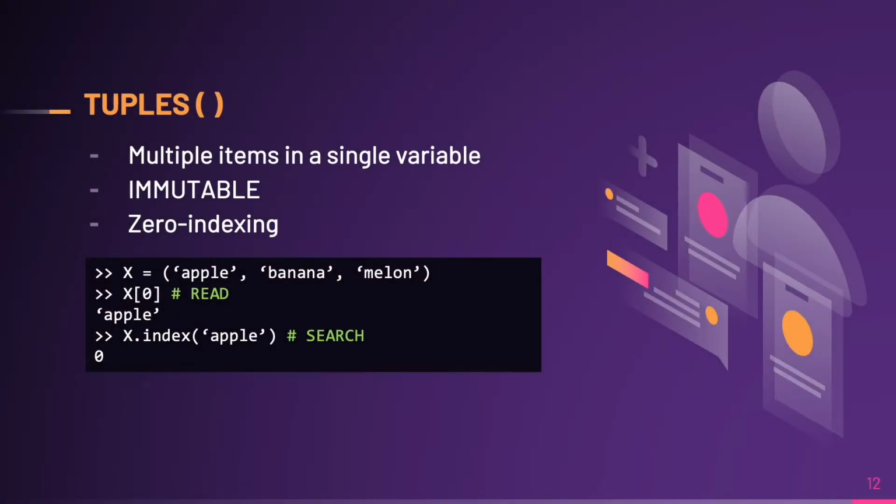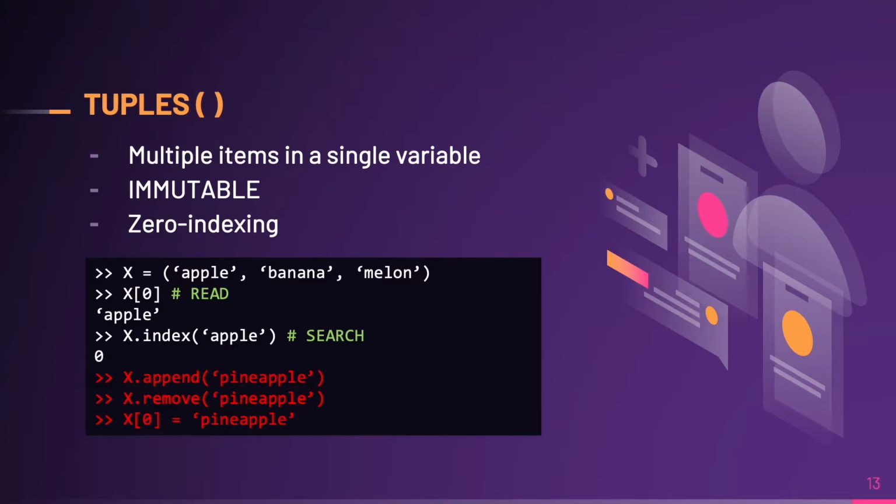Another data structure is tuples. They're just like lists, except that they're immutable, meaning you can't change what's inside once you assign a tuple to a variable. Consider tuple X. Reading and searching are not prohibited. However, attempting to add, delete, or reassign data will cause an error. This is because of the immutable nature of tuples. Of course, reassigning the entire tuple is fine.